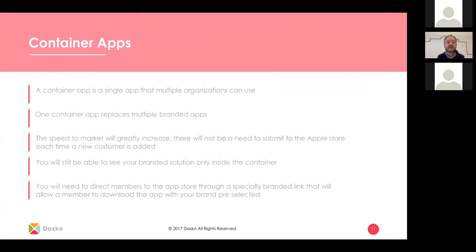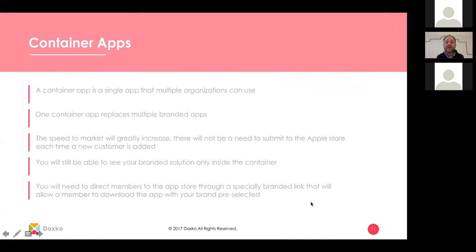You'll still be able to see your branded solution. It'll only be inside the container. So once you click into that app, you'll still see the great features that we've always offered for mobile member. You'll still see the calendar and being able to book classes. Everything will stay exactly the same. The only difference is the icon that you use to get to the app. And then once you get there, it's all your branded information.